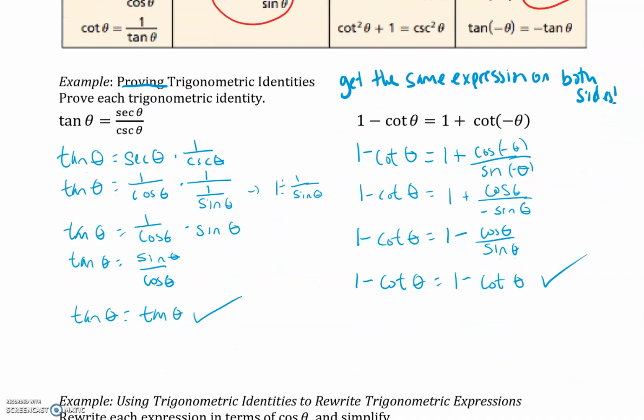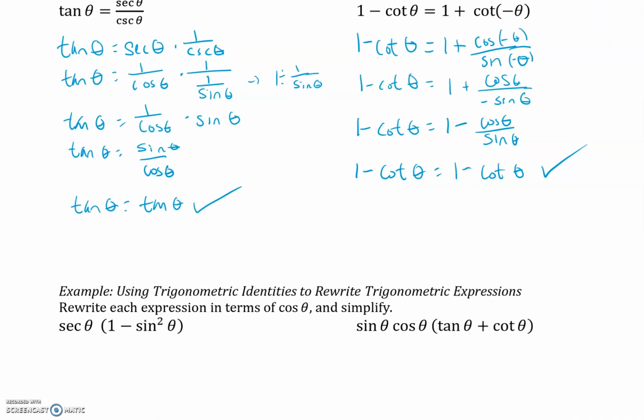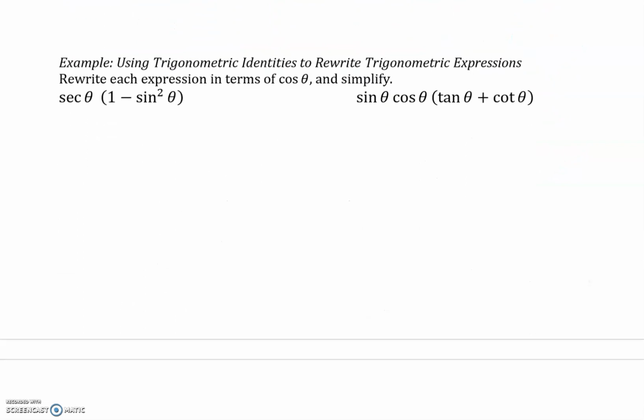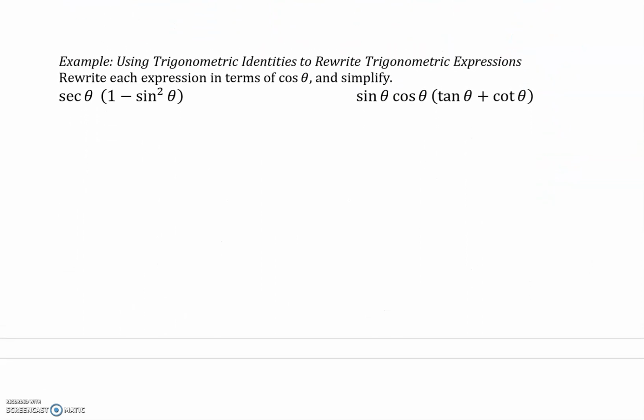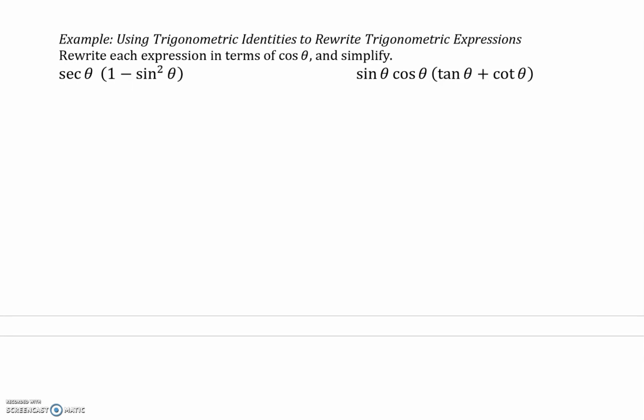So I think the proofs are probably the most fun, though that's probably because I'm a geometry teacher. But we can also rewrite these trigonometric expressions in terms of a specific trig function. So if you look at this set of directions, we are specifically asked to rewrite these expressions using cosine theta. Just cosine theta. So no sines, no secants, no cotangents, no tangents, just cosine. Okay?